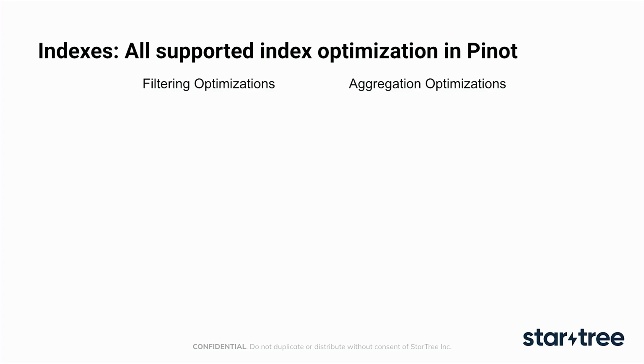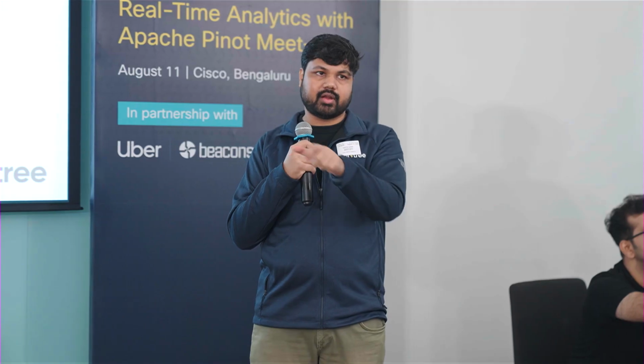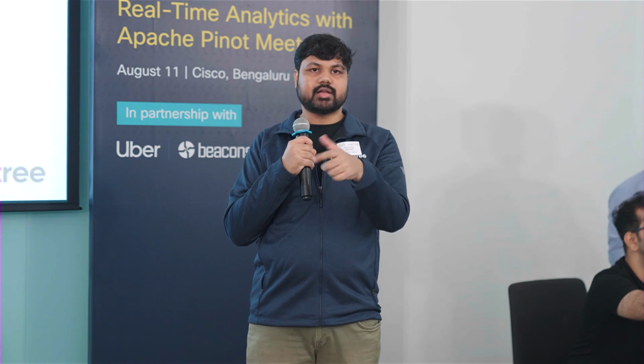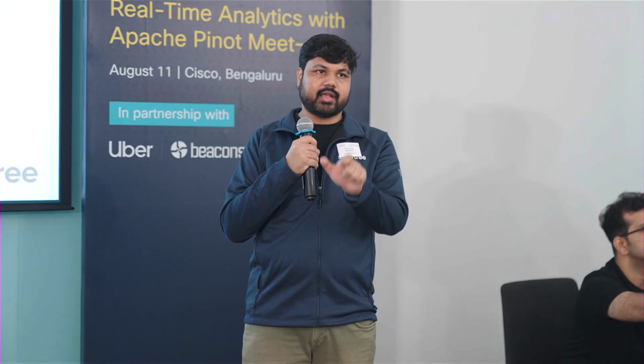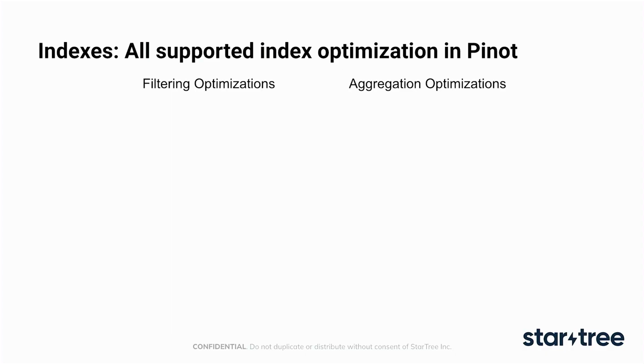There are a lot of differentiators in Pinot compared to other OLAP databases. The first one being the number of indexes we support. We don't have just simple inverted indexes. For example, you fire a query, select all from booking table where user ID is equal to ABC. On user ID, generally people create an index and expect that you can easily figure out where user ABC lies in the data and quickly return the results. But we support a lot more indexes on top of it.